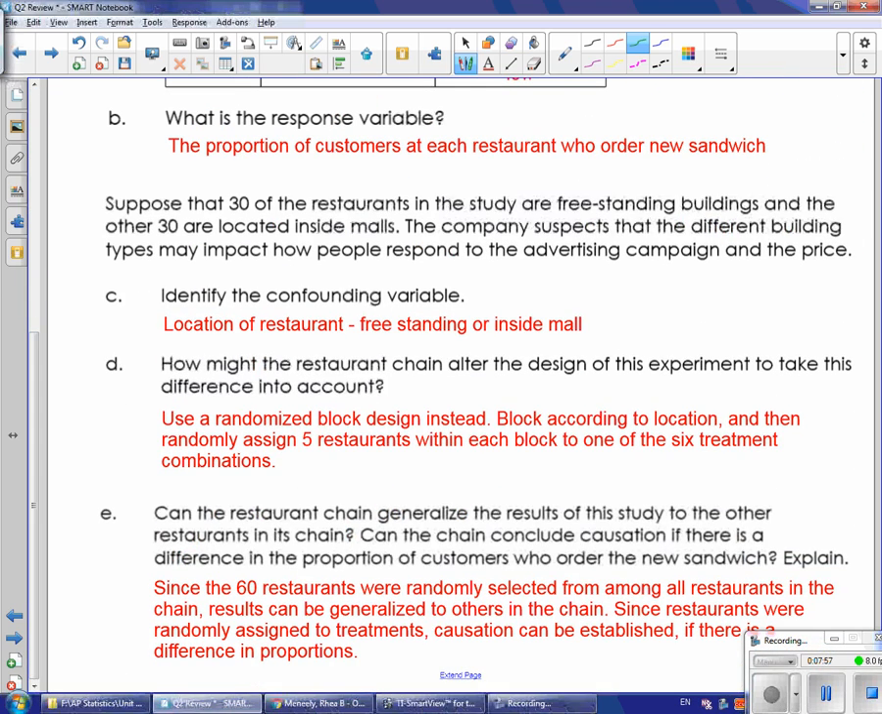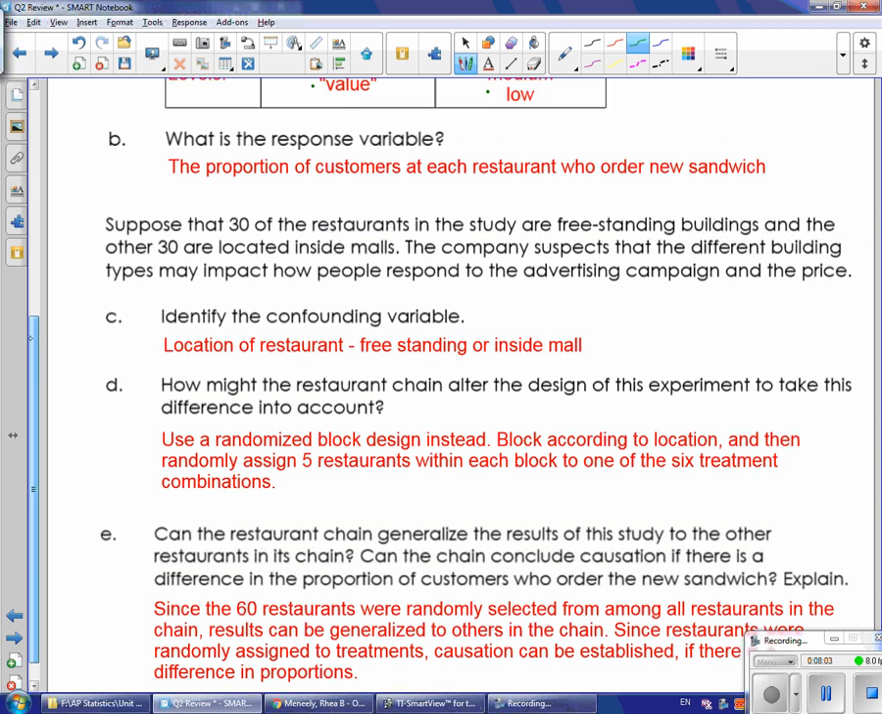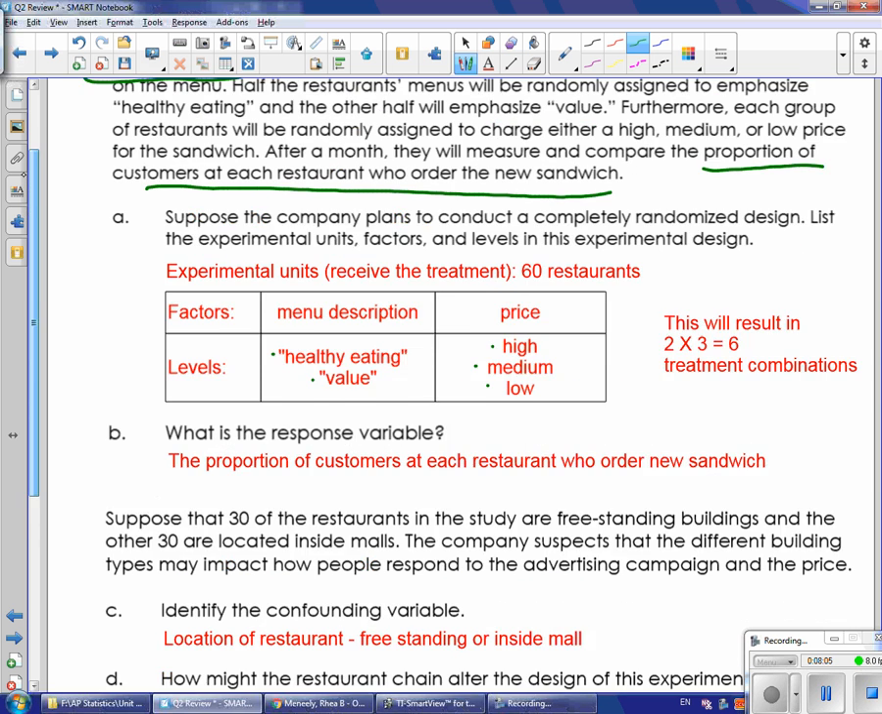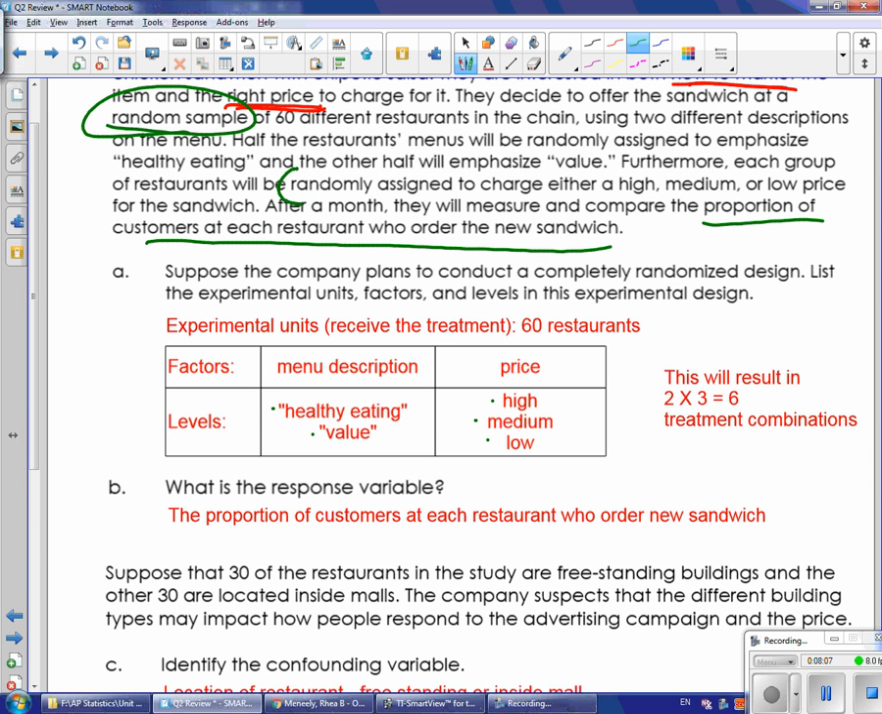The second part of that question asks, can the chain conclude causation if there is a difference in the proportion of customers who order the new sandwich? And in this case, since we had random assignment to each of the treatment combinations, if there is in fact a difference, I can conclude causation.